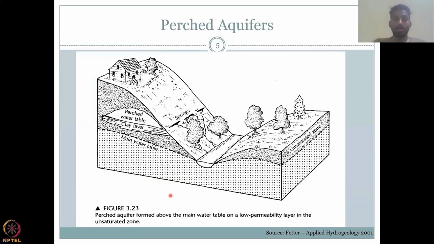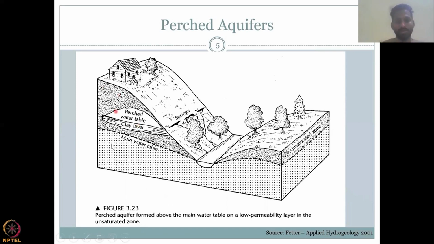The last one, which is not as common as the previous ones, is called a perched aquifer. What do you mean by perched? It is something that is kept differently, okay, and it stays along a particular location. You say a cat is perched on top of a rooftop. A bird is perched on a tree, which means a tree branch is there, and on top of it, just uniquely it is sitting. So it is not a common thing. That is what it means.